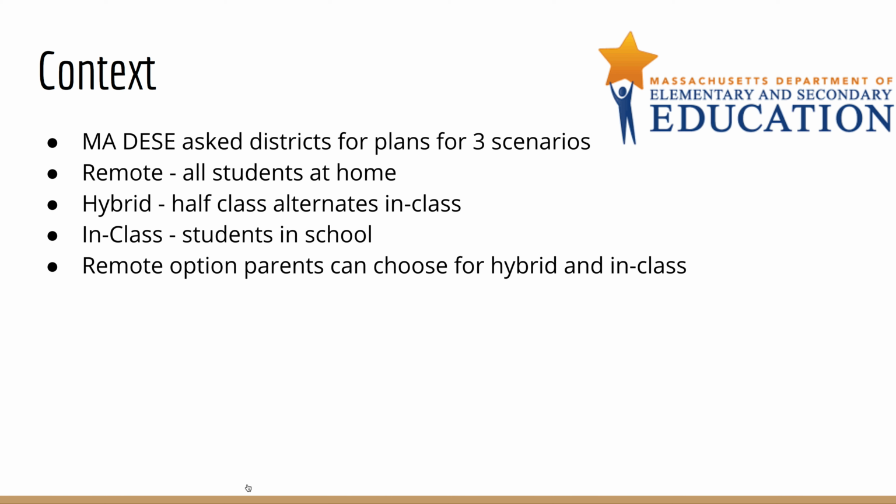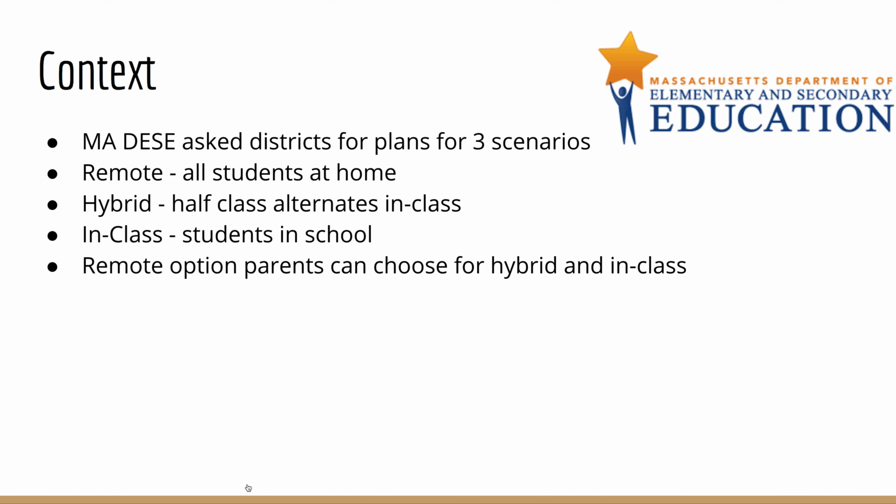So a little context here, just so we're clear, and I think it gets confusing because there's a lot of different things going on. The Massachusetts Department of Education asked districts for plans for 3 different scenarios. And I think as we talk about this, it's important to say what we're talking about in each one. So remote, so all the students are at home. Okay, so that's the way we did it last spring, right?